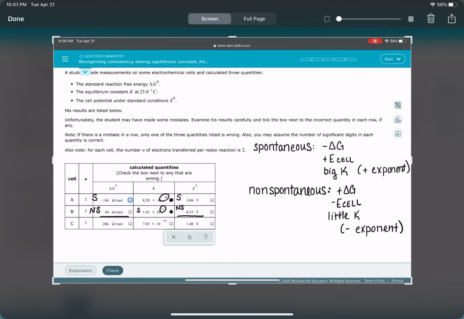Last but not least here, we have a positive delta G that's non-spontaneous. We have a positive voltage that is spontaneous. And our K is a negative exponent, which is non-spontaneous. So this time, the inconsistent number was the E cell. And so here you can see all that we're looking for is which one of these, spontaneous versus non-spontaneous, does not match the other two. So this is really not that tricky.